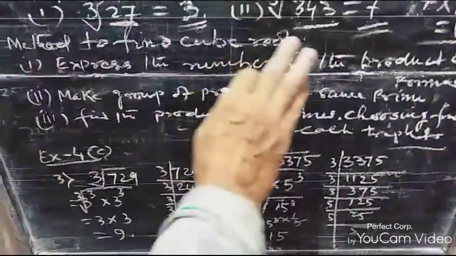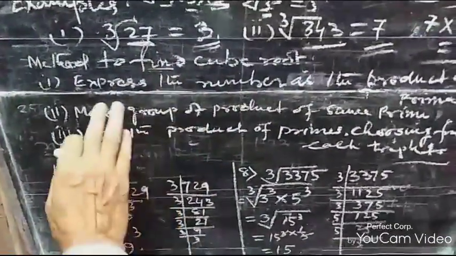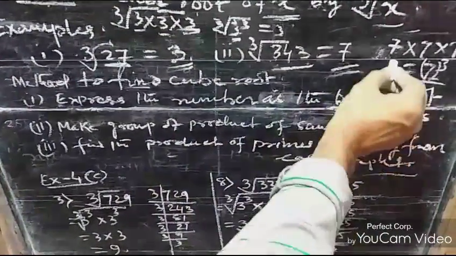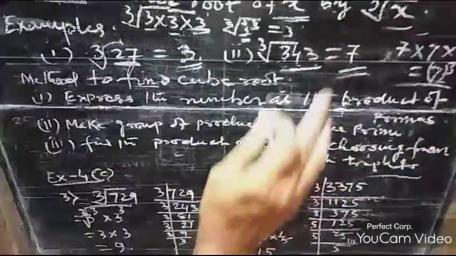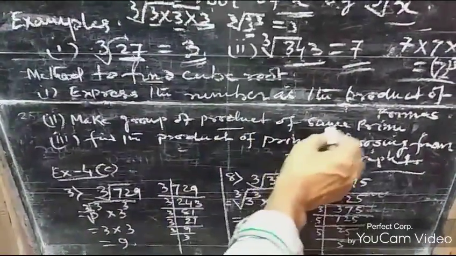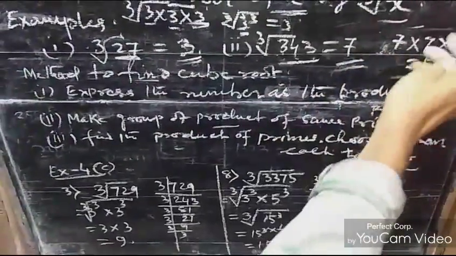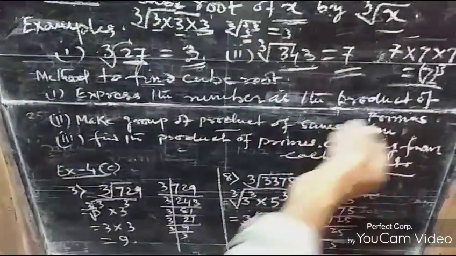Now how do we find this cube root? This is the method. First you have to express the number as a product of primes. Suppose 343; we have expressed this number as primes. Now make groups of the same prime number. That is, we group the same prime number, that is 7 cube, the triplet of this same prime number.